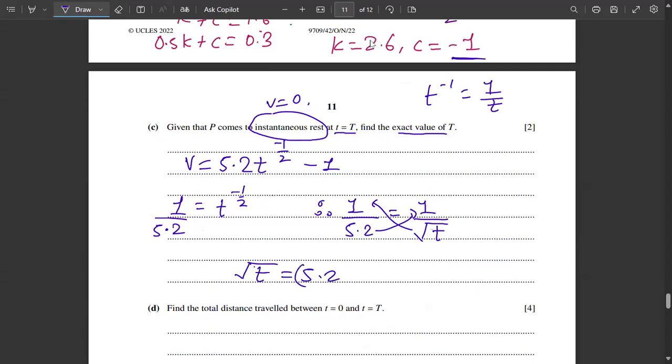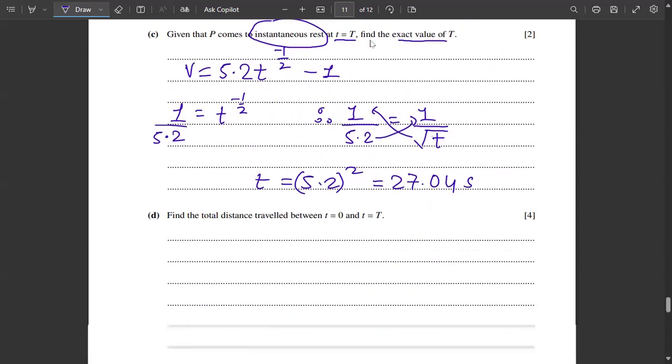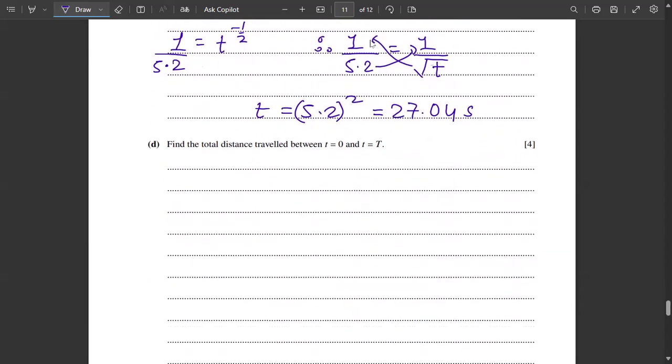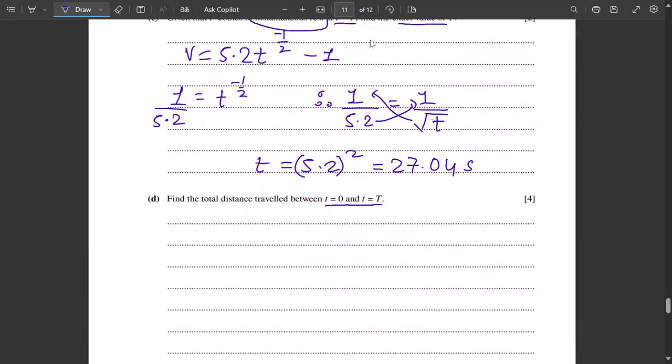And this root will go there and become a square. So t is 5.2 square. So the exact value of t will be 5.2 square, which I put in the calculator, and I'll get 27.04 seconds. So the answer is 27.04 seconds. Now going to question D. Find the total distance traveled between t equals 0 and t equals t.